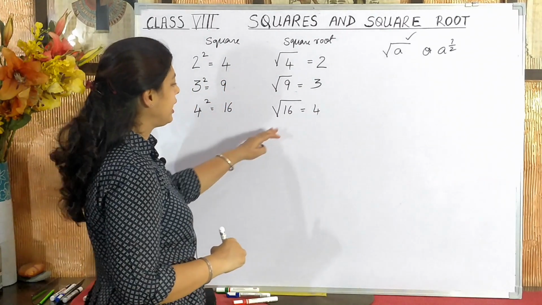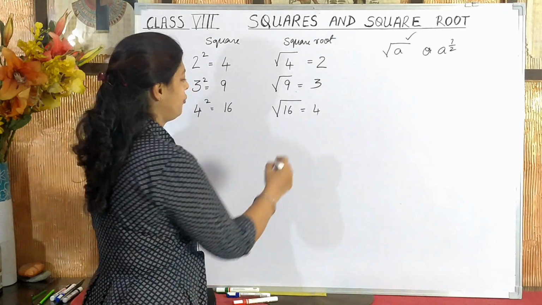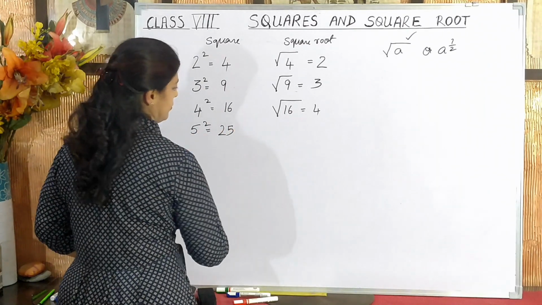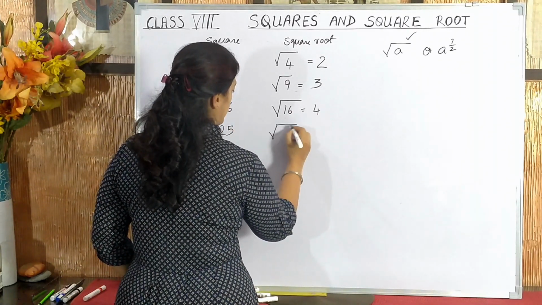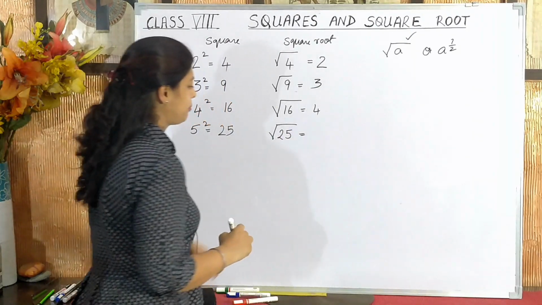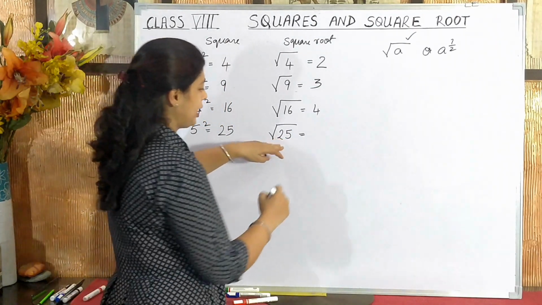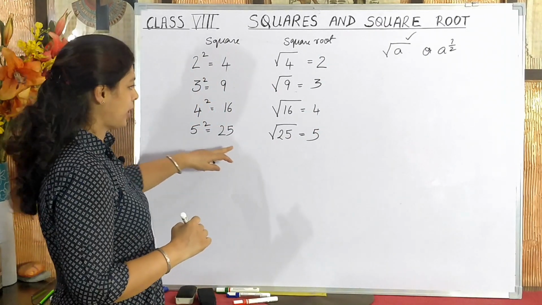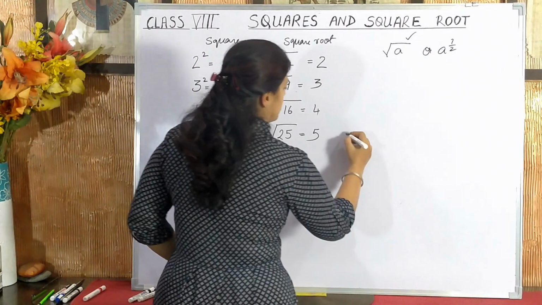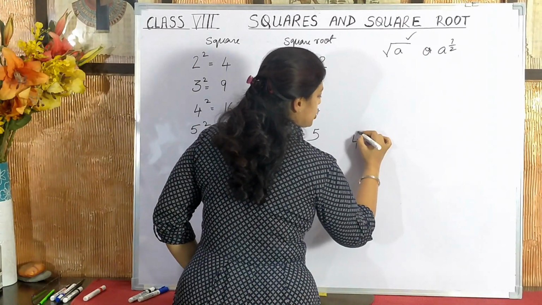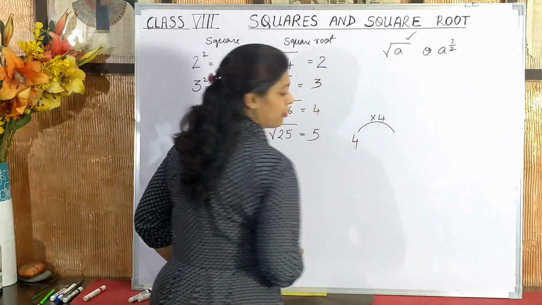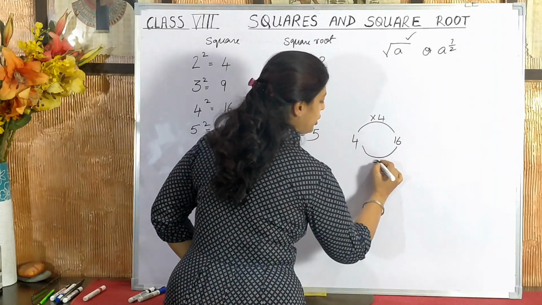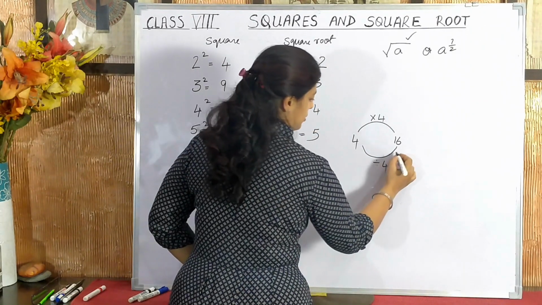It means finding a number which when multiplied by itself will give the result as 16. Now 5 square is 25. Therefore, square root of 25 will be which number on multiplying by itself gives me 25? That is 5. So it is the opposite operation of finding the square of a number. Suppose I have 4, if I have to square this 4, I multiply it by 4. 4 into 4 gives me 16. And when I am finding the square root of 16, I am actually dividing this by 4. So it is the opposite.